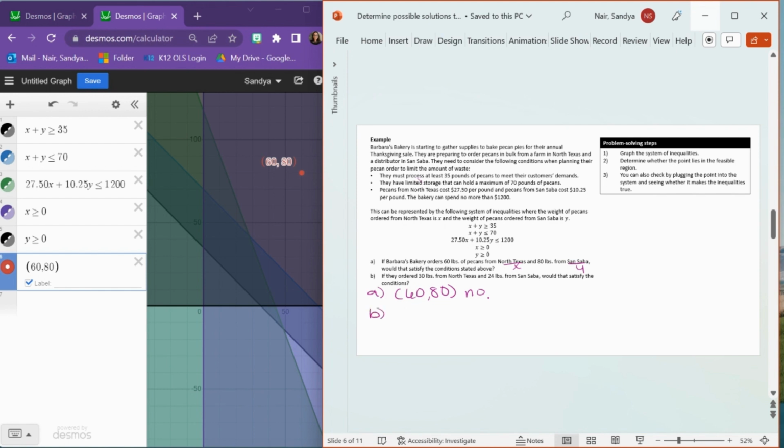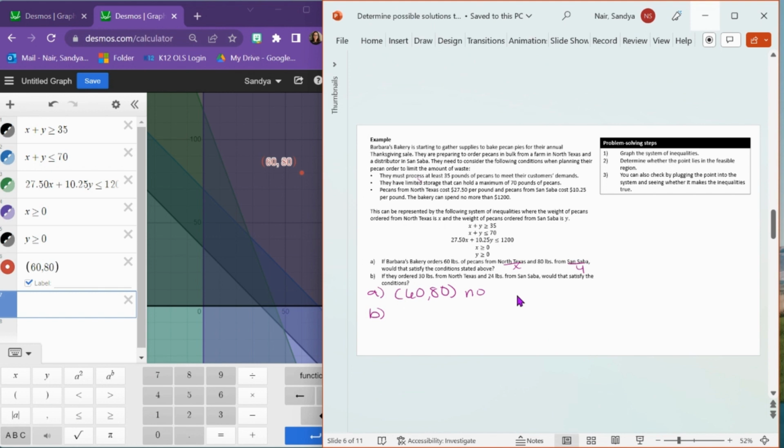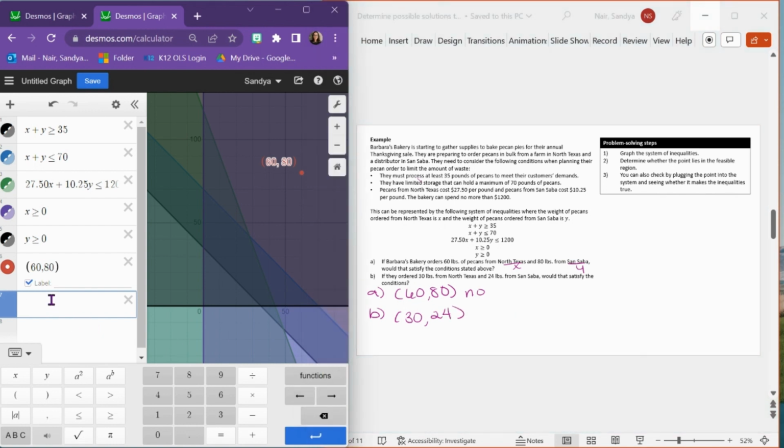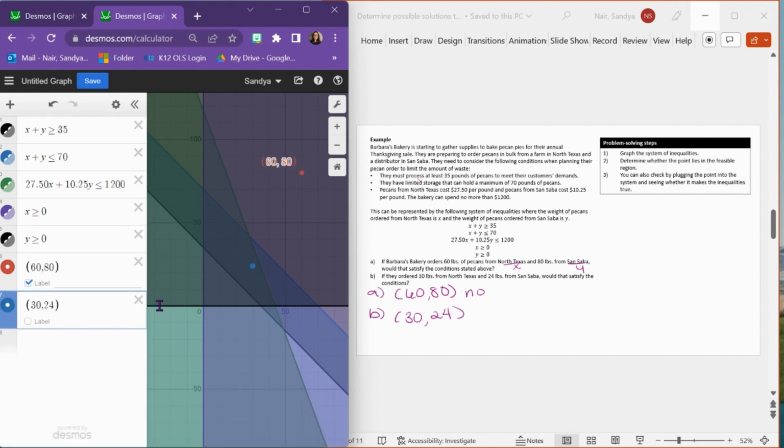And then let's try B. Okay, so B is asking us, is it possible to have 30 from North Texas and 24 from San Saba? So that's going to be 30, 24, right? That's going to be the point that we're looking for. So we have 30, 24. And you can see that is within that region of overlap, right? It's right there.